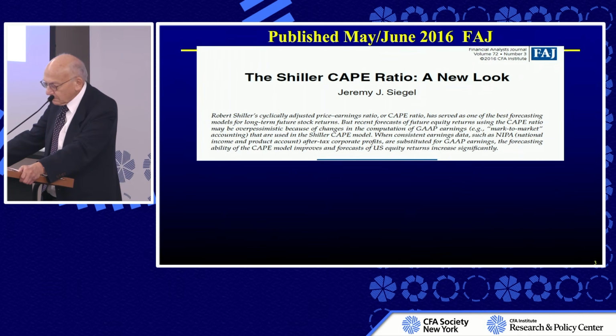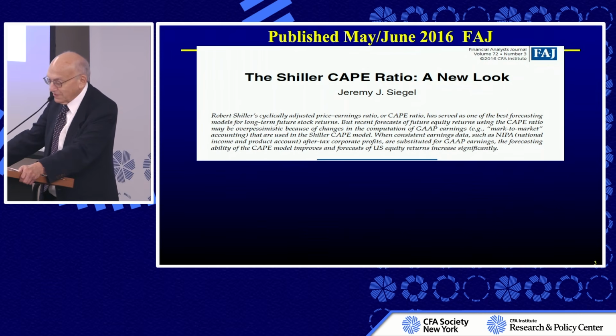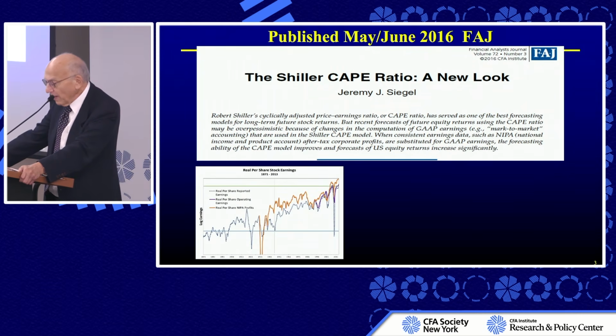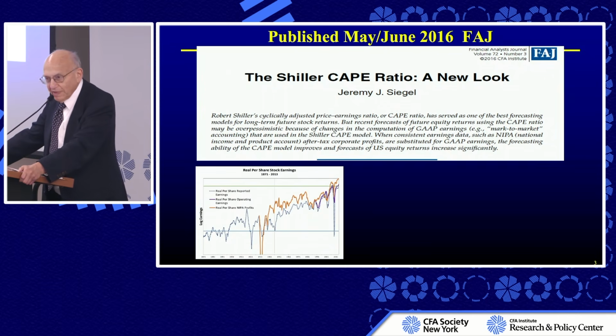This article was not easy to get in FAJ. There was a lot of opposition, but thank you very much for putting it in. What I pointed out here on the lower left, basically, is they changed the definition of earnings, including capital gains and losses, which, of course, really changes the CAPE ratio.